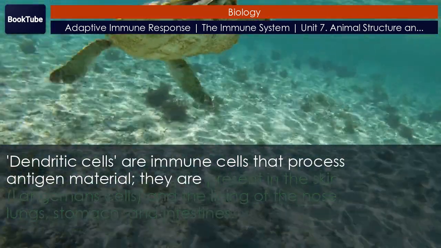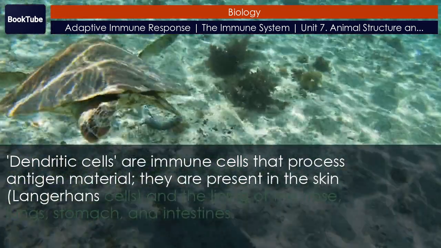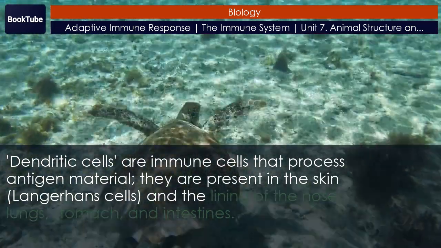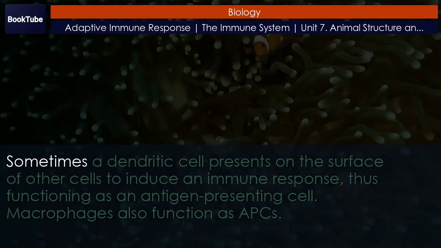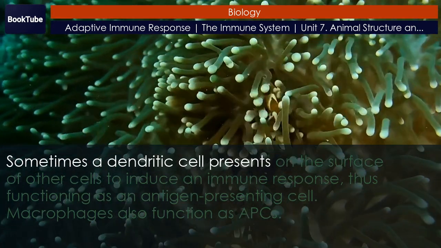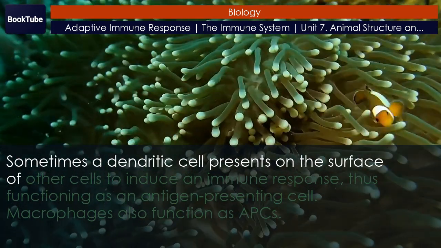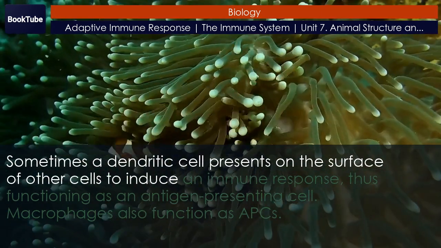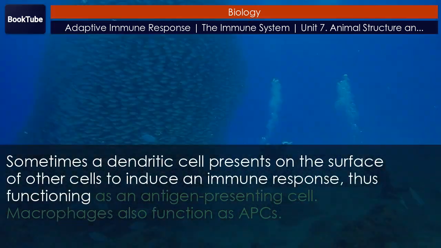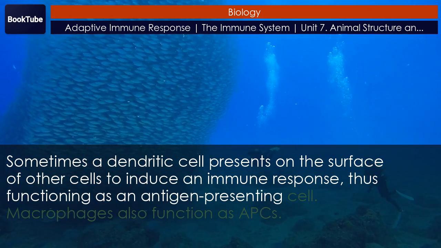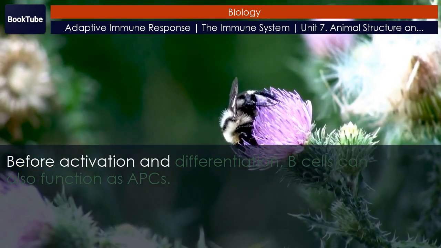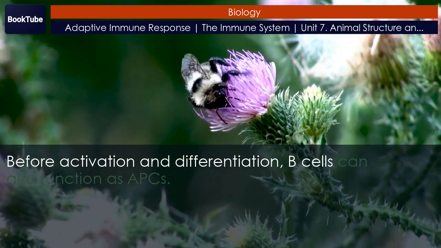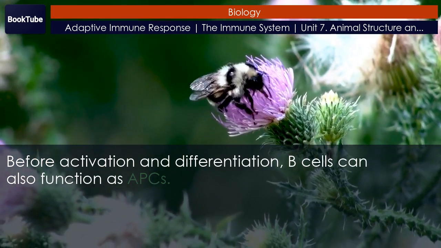Dendritic cells are immune cells that process antigen material. They are present in the skin, where they are called Langerhans cells, and in the lining of the nose, lungs, stomach, and intestines. Sometimes a dendritic cell presents on the surface of other cells to induce an immune response, thus functioning as an antigen-presenting cell. Macrophages also function as APCs. Before activation and differentiation, B cells can also function as APCs.